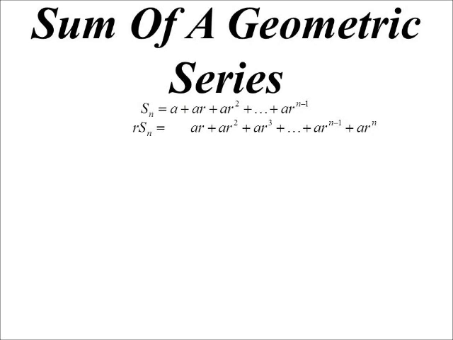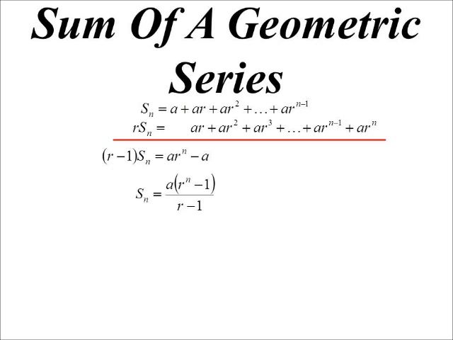So I could subtract, and I'll get r minus 1 lots of s to the power of n, so it's the bottom one minus the top one, would be ar to the power of n minus the first term, a. And all we've got to do is play around with this, and we come up with a formula. So factorise the a, and then divide by the r minus 1, and there's our formula for the sum to n: a outside of r to the power of n minus 1 over r minus 1.